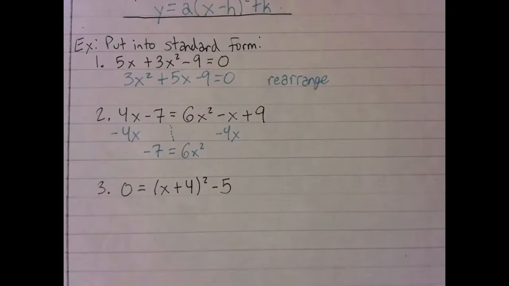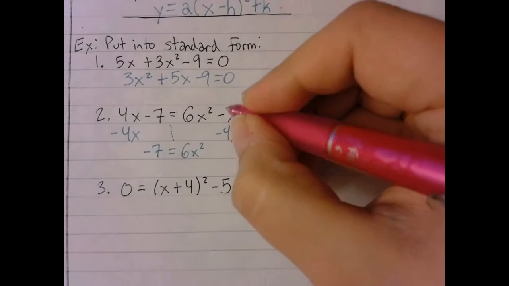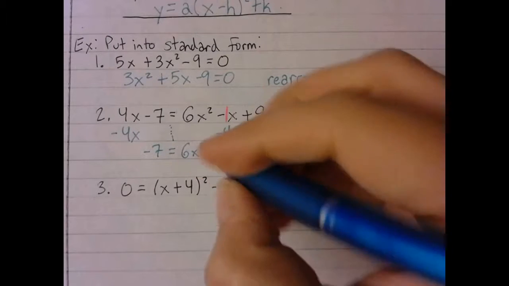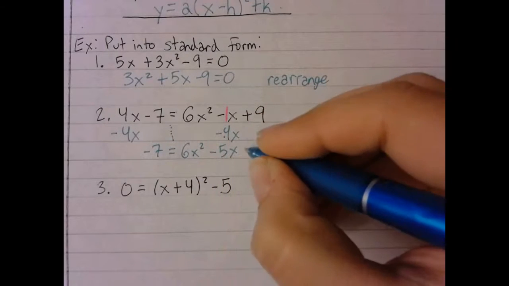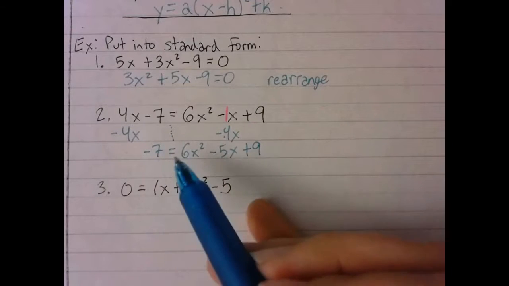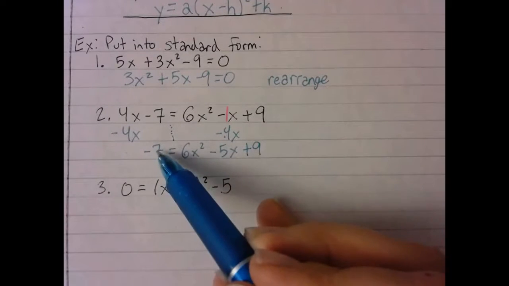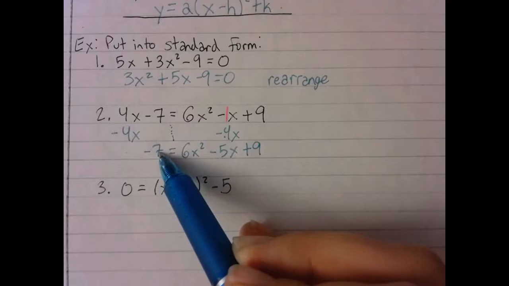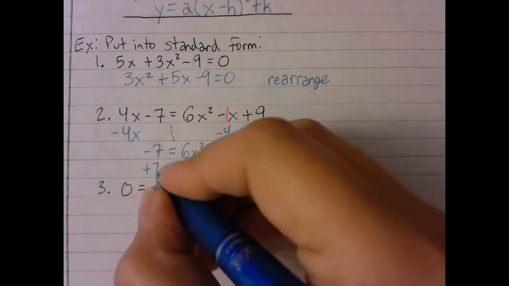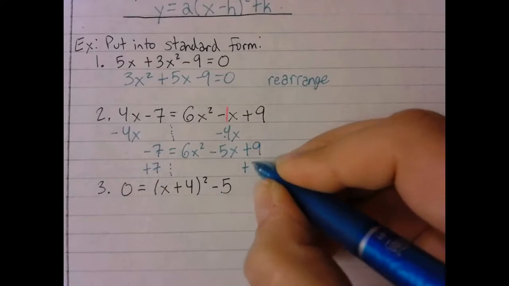Uh-oh, negative x. Remember, if you have no coefficient, there's a 1 hiding there. So negative 1 minus 4, that's negative 5. And don't forget your x. All right, we're almost done. We almost have it with 0, so equals 0. We have a minus 7 over here. So to make that 0, we need to add 7 to both sides of the equal sign.